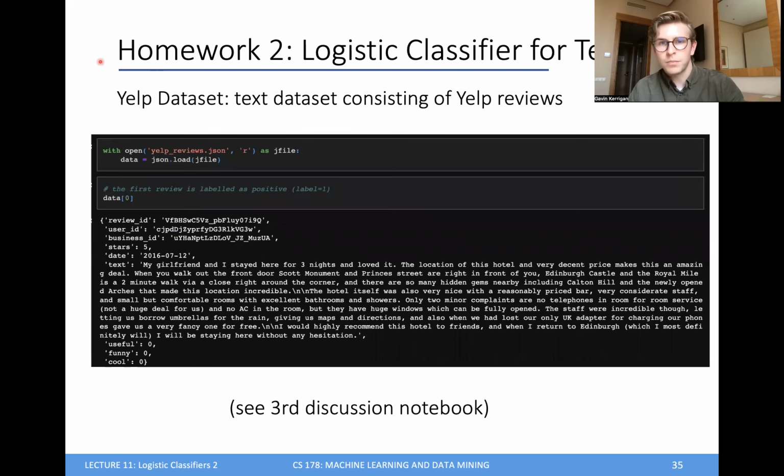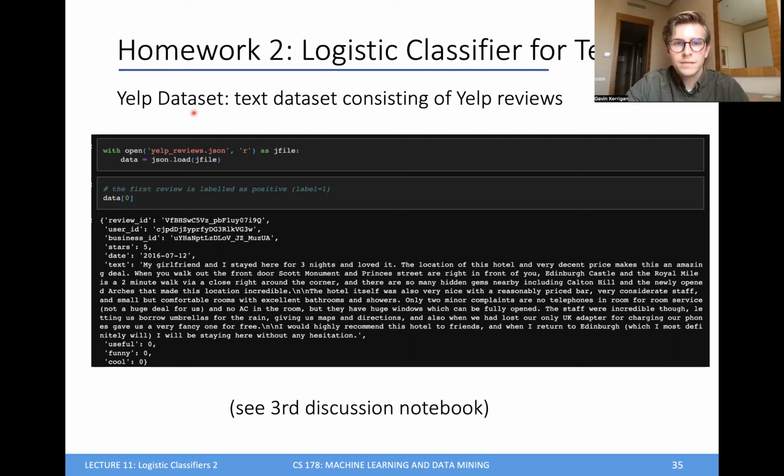Okay, so I'd like to take a brief aside here just to talk a little bit about the homework. So in particular, in homework 2, you're going to be working with this text data set called the Yelp data set. I know you guys haven't really seen text data before, so I thought it would be helpful to go through this and just make it explicit how we're actually getting features out of text data and how we're actually working with this type of data.